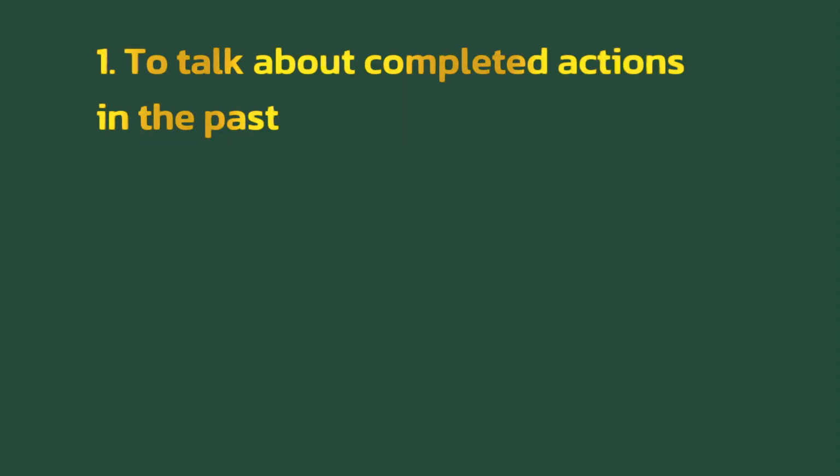Today we are going to learn the simple past tense. We use it to talk about actions that already happened, maybe yesterday, last week, or even long ago. Let's understand when we use it with clear examples. Watch till the end. When do we use simple past tense?